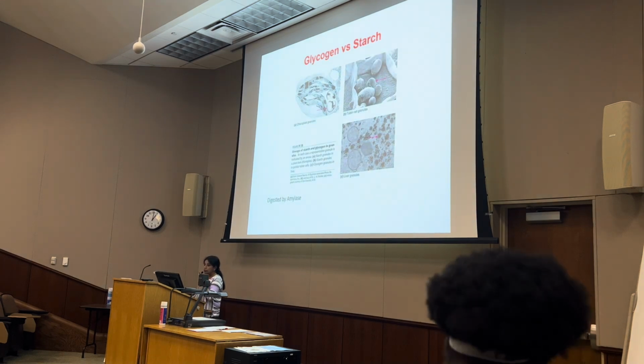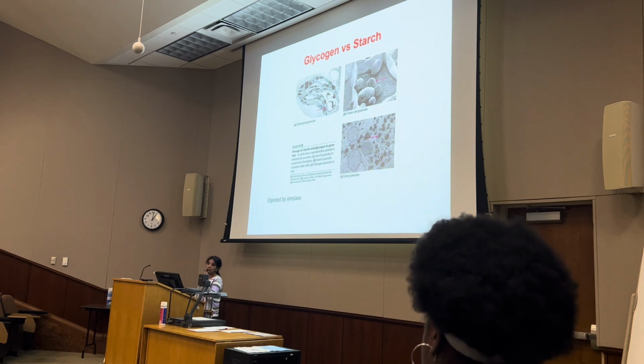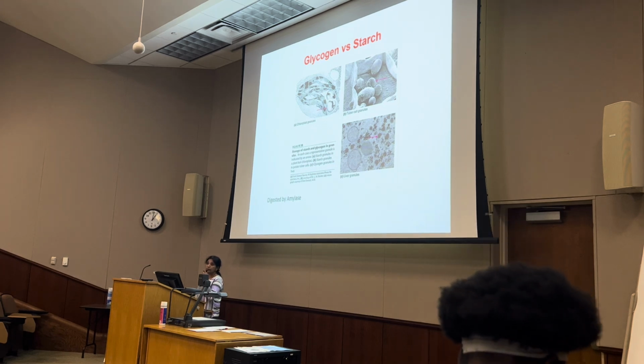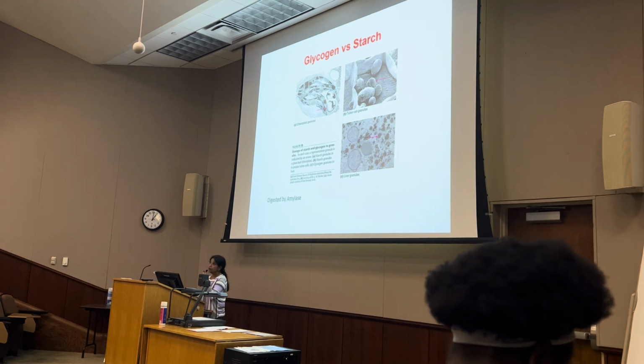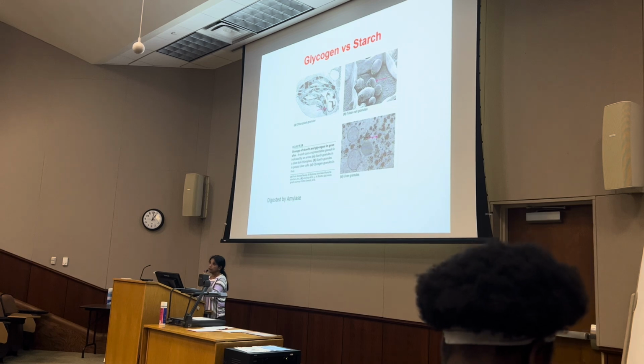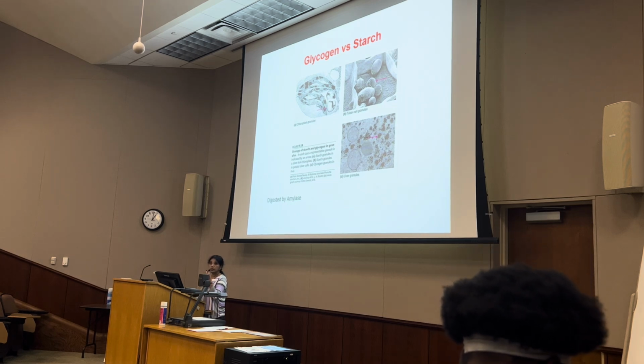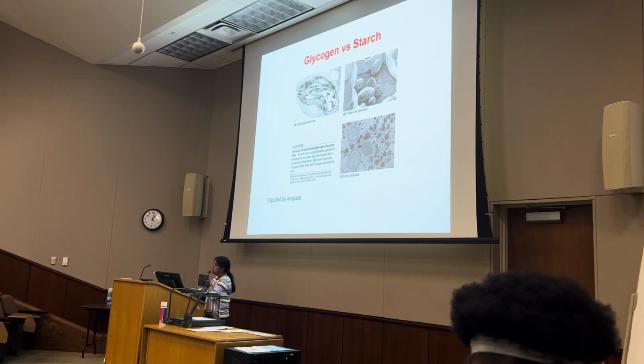Glycogen versus starch: both of them can be digested by the enzyme amylase. So remember, glycogen and starch are homopolymers of glucose. All glucose molecules attached together, and so they can be broken down by the enzyme amylase. Glycogen is the storage form of glucose, and where is it stored? It is stored in the liver.